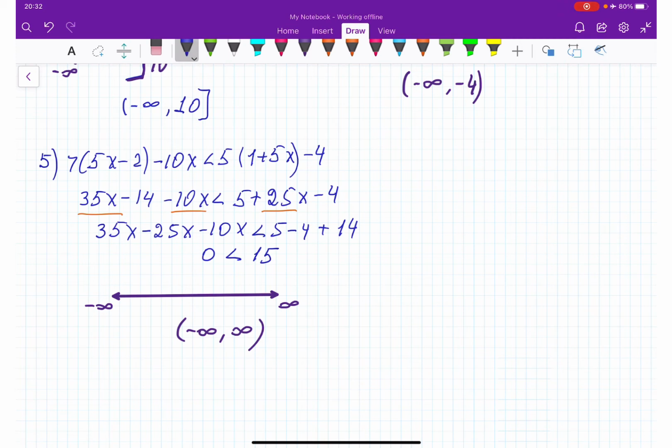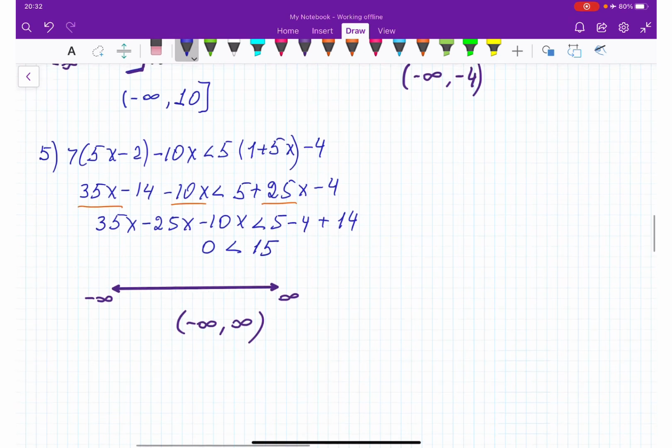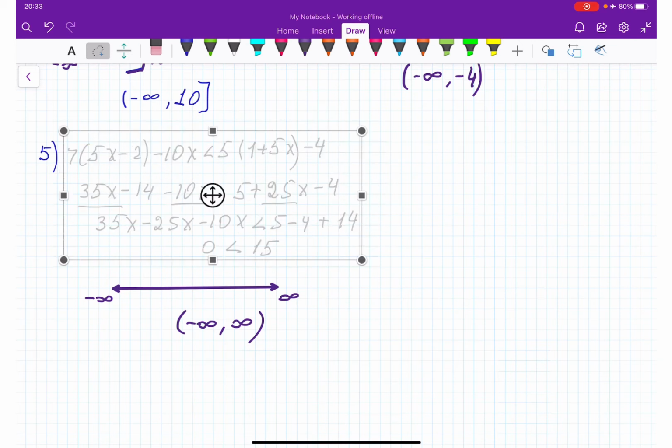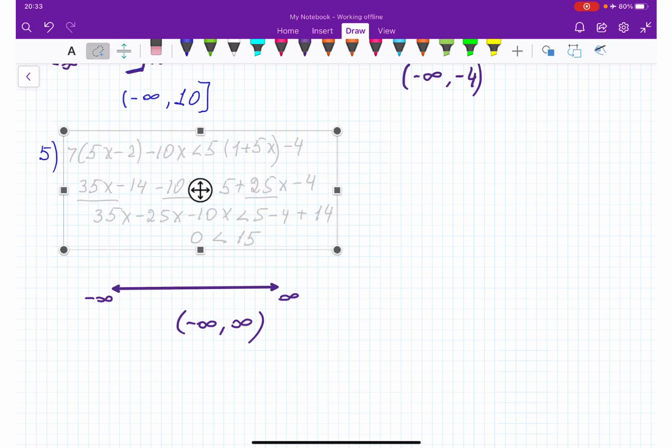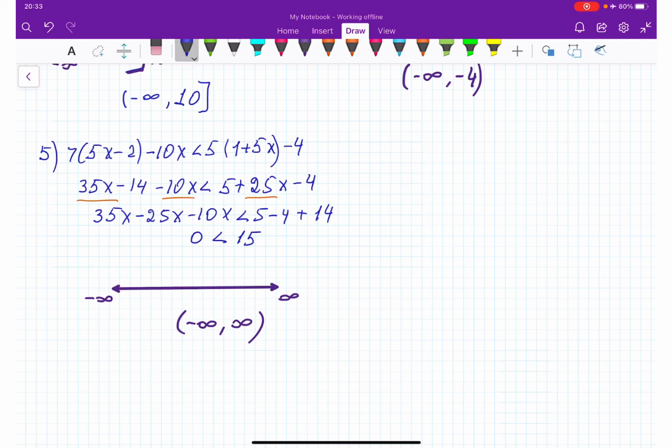Question number 6. We have 6 times (x minus 4) minus 4 times (x plus 1) is greater or equal to x minus 16.